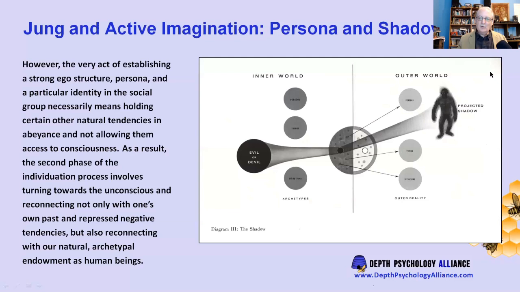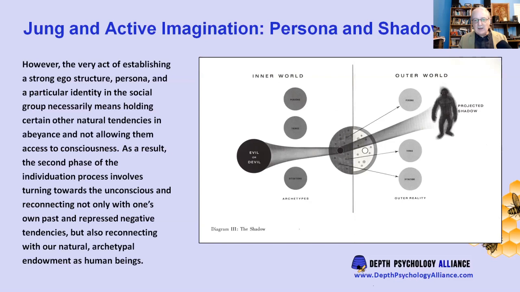So as I've said, the very act of establishing this strong ego and this persona, and the idea of having a particular identity in the social group, necessarily means holding certain other tendencies in abeyance and not allowing them access to consciousness. As a result, the second phase of individuation involves turning towards the unconscious and reconnecting not only with one's own past and repressed negative tendencies, but also with our natural archetypal endowment as human beings.